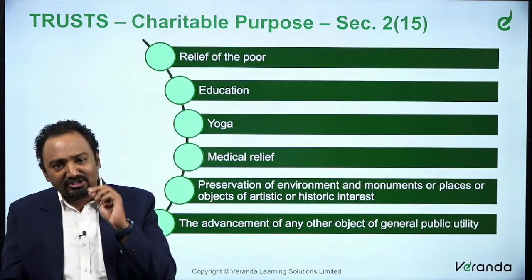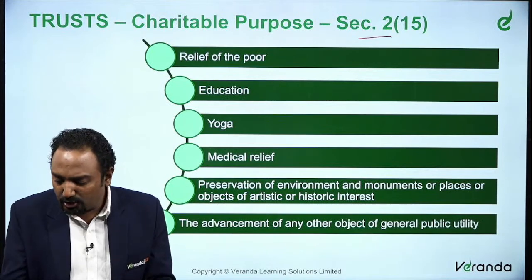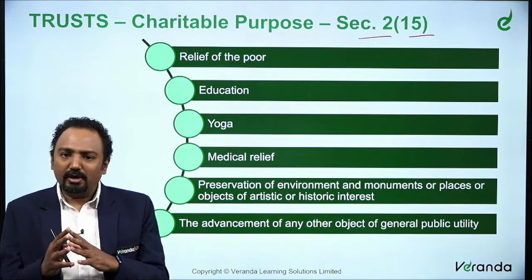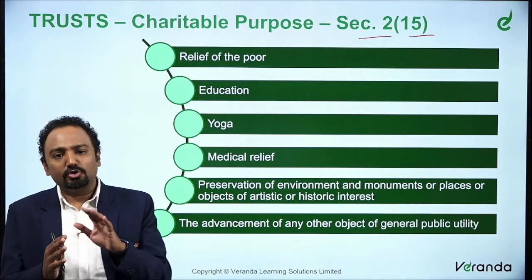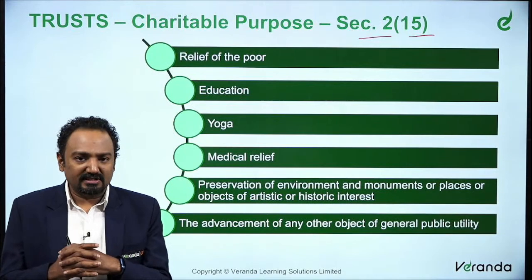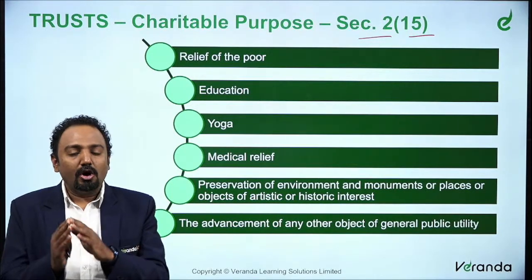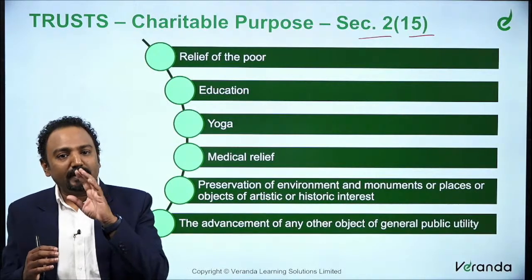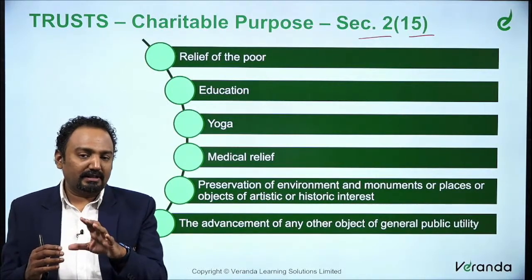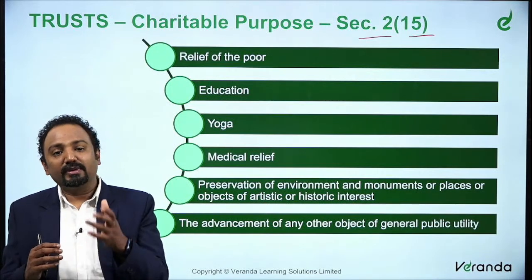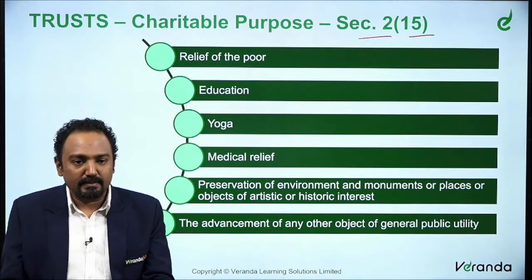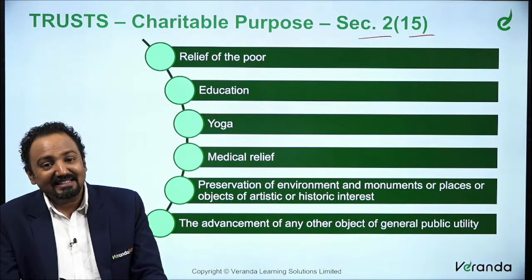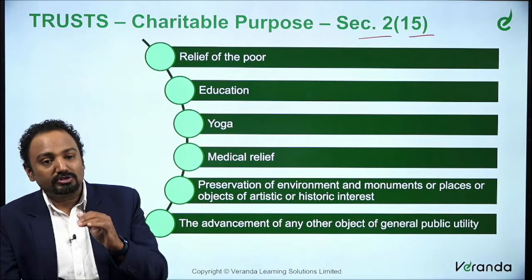This is actually defined under section 2 clause 15. I don't think I need to stress on this section 2 every time. Typically section 2 is always the definition section. Whenever you are talking about the Income Tax Act, most of the definitions are covered under section 2, and wherever required, the respective chapters or sections will have their own definitions also. So what does section 2 clause 15 say? It says charitable purpose includes the following things.